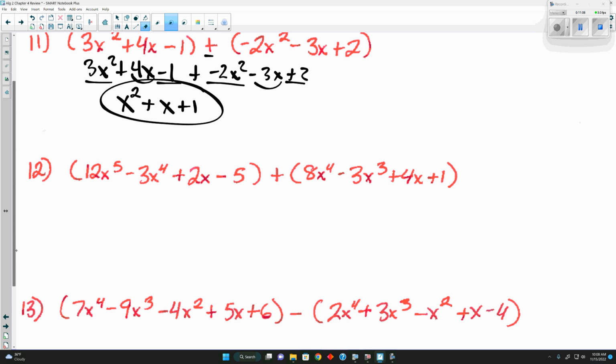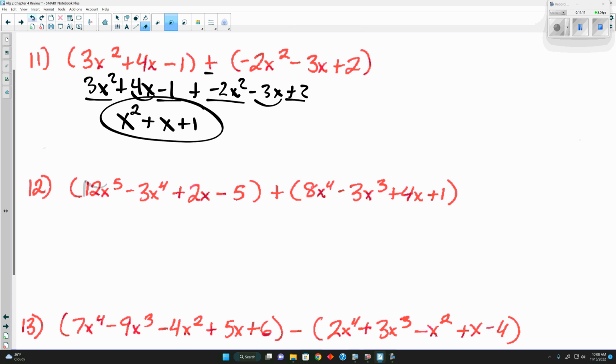Same thing's true for the next one. I could look at this here and see 12x to the fifth is here. Do we have any x to the fifth in our other one? No, so we have 12x to the fifth. Then 3x to the fourth, 8x to the fourth. So negative 3 plus 8 is going to be plus 5x to the fourth. Well, the next power would be cubed. I don't have any here, but we do have a negative 3x cubed in the other one. So it's just minus 3x cubed.